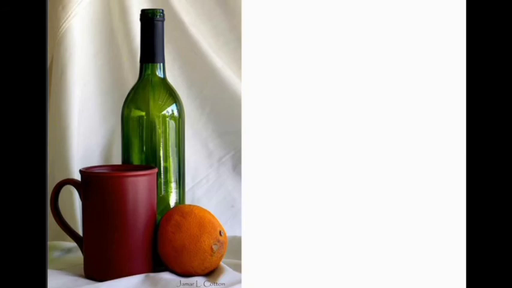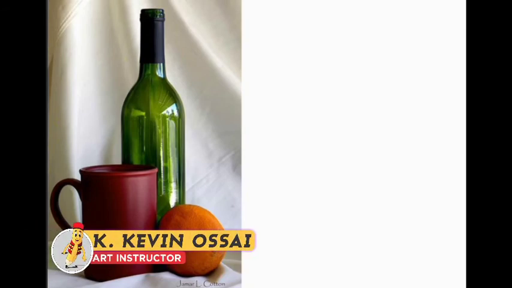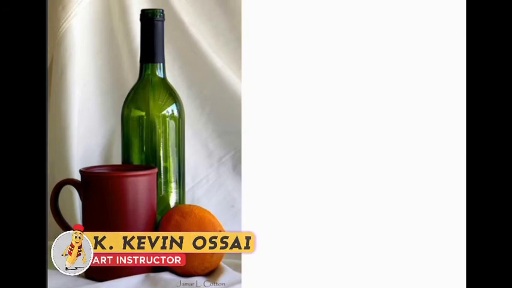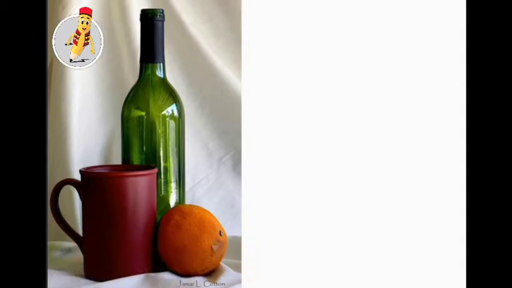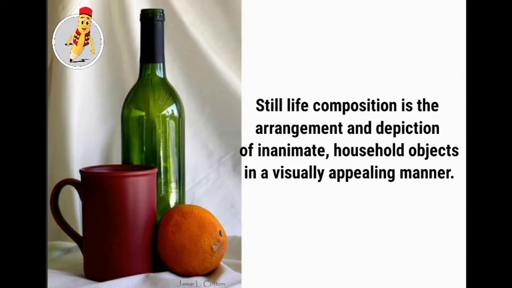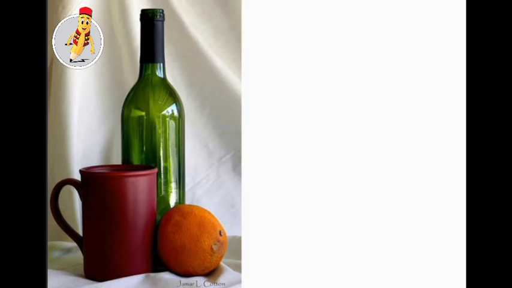Today we are going to look at still life drawing, and I'm going to show you how to draw still life objects. The objects on the screen represent a still life composition. You can see a bottle, a cup, and an orange. This is what we call a still life composition: a grouping together of man-made objects or inanimate objects, arranging them in such a way that it's visually appealing.